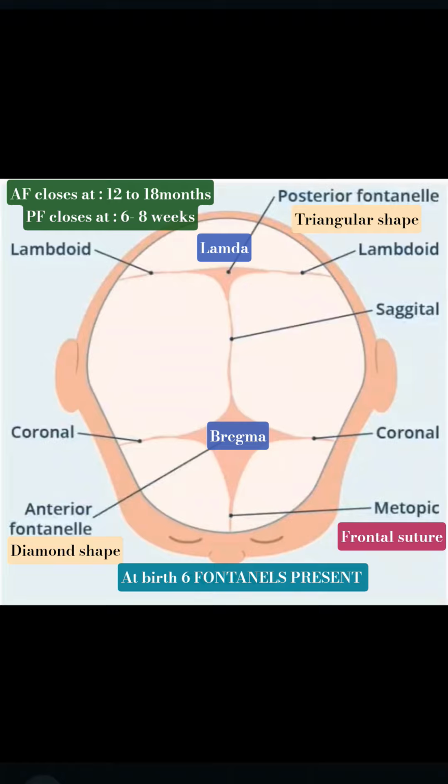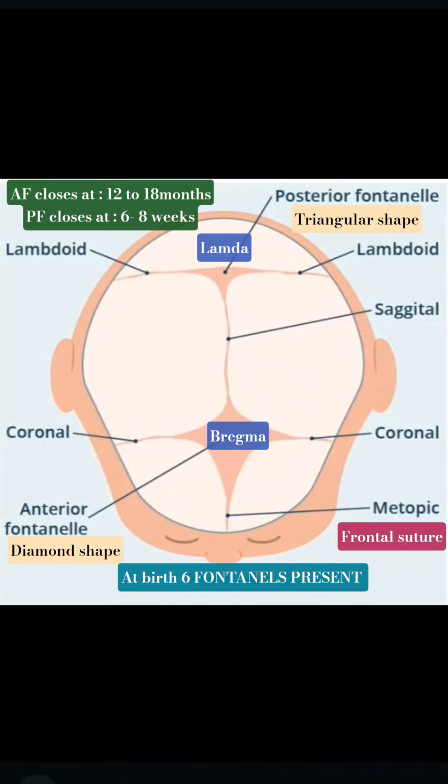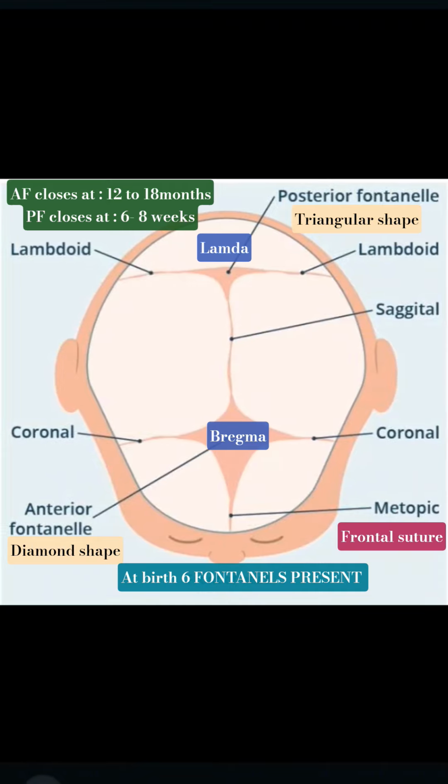So in this, you can see this diamond shape. This diamond shape structure is called the anterior fontanel, and this triangular shape structure is called the posterior fontanel.